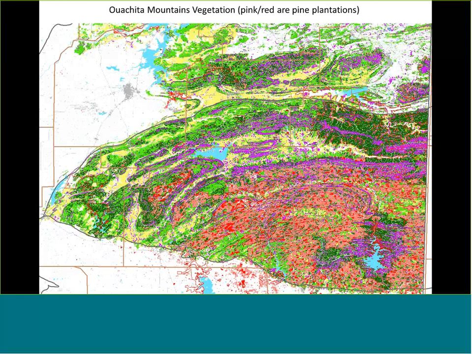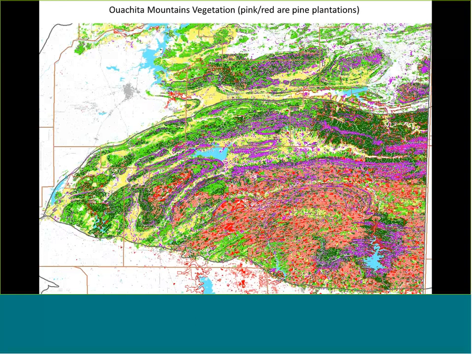This is Broken Bow Lake, and you can see the green and purple area here are public lands around Broken Bow Lake, and they occur in sort of a sea of pine plantations. So there's kind of interesting patterns there in the Ouachita Mountains and the adjacent Arkansas Valley, which is right up here to the north.